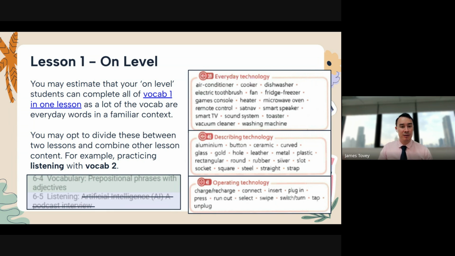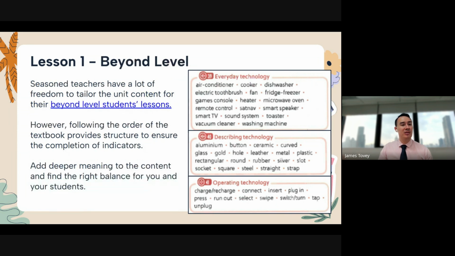Okay? Continuing along, but beyond level students. This is where teachers have a lot of freedom to tailor unit content for their beyond level students' lessons, so they can play around with this a lot more. A lot of prestigious schools will have students who basically know what all of these are. Maybe some things like sat nav, or maybe the word smart in front of speaker, or the word speaker. Maybe they don't understand sockets, but they'll probably understand silver and glass and gold and stuff like that. So in your beyond level, they may still have some gaps.